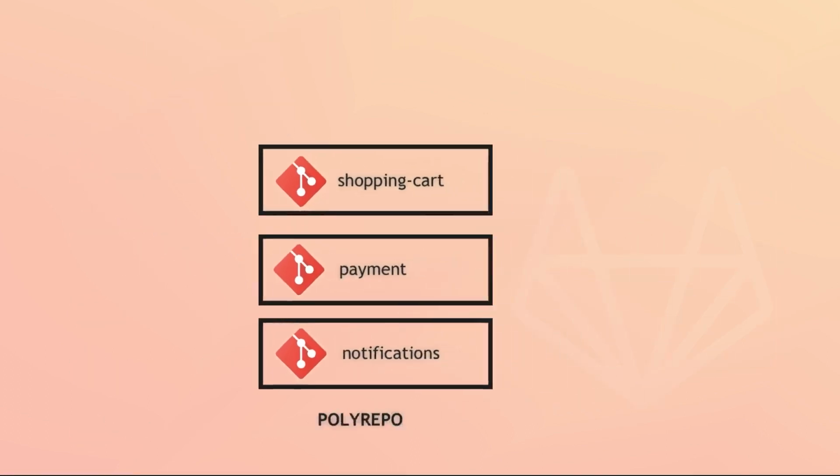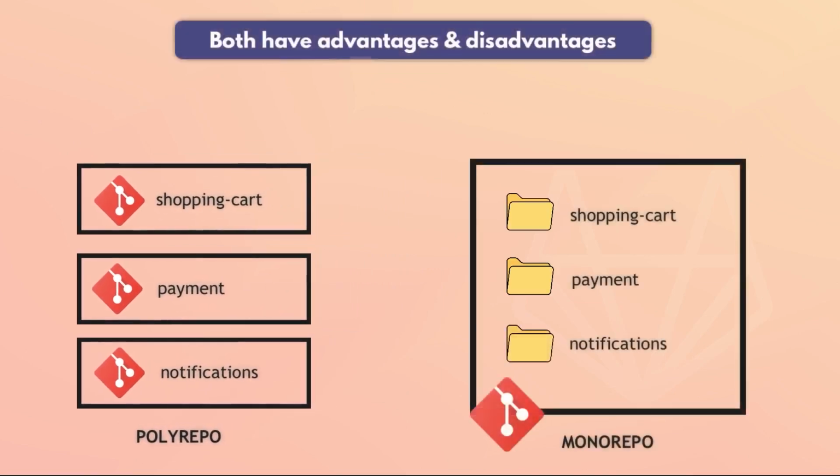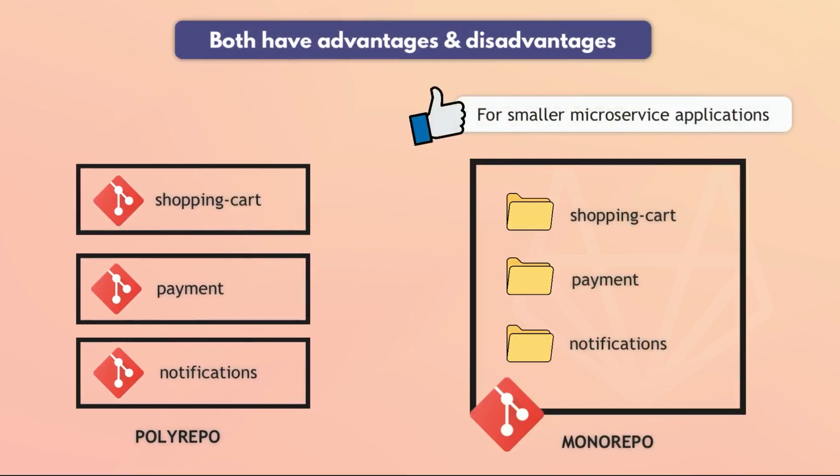So as you see, both options have their advantages and disadvantages, but the general rule is that if you have a small project with just several microservices, you should stick to monorepo and save the overhead of creating and managing and checking out multiple repositories.